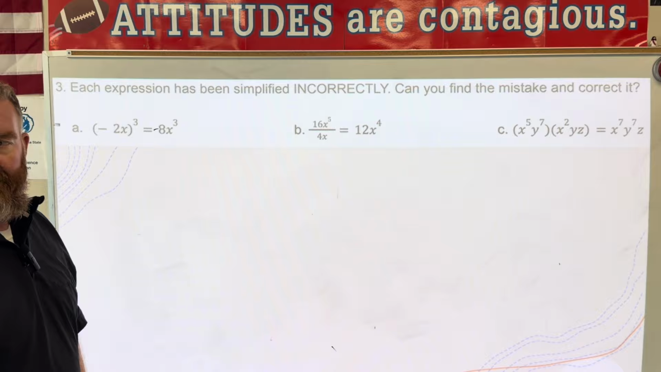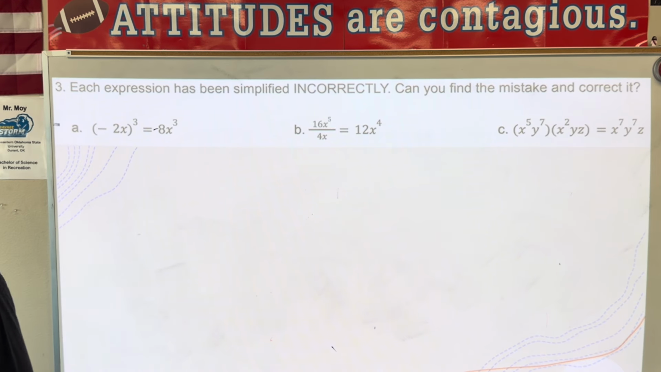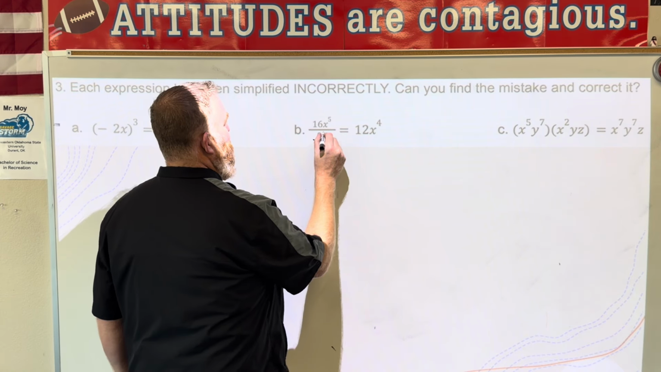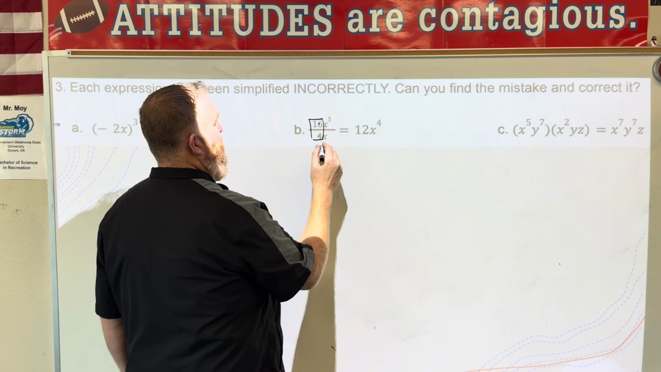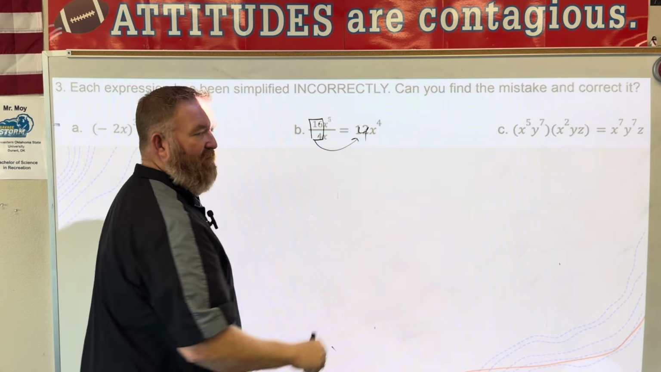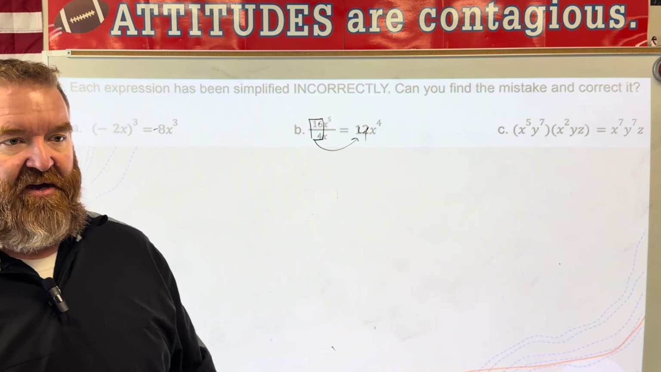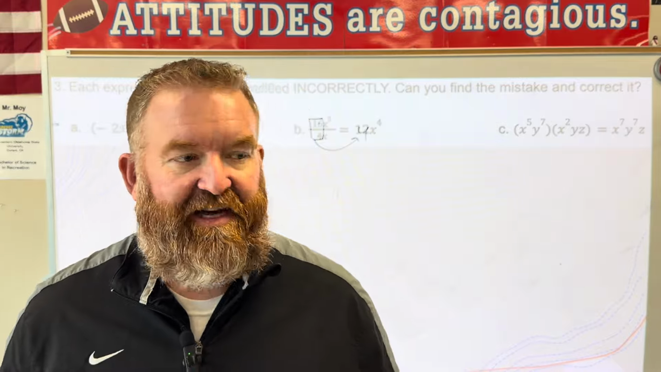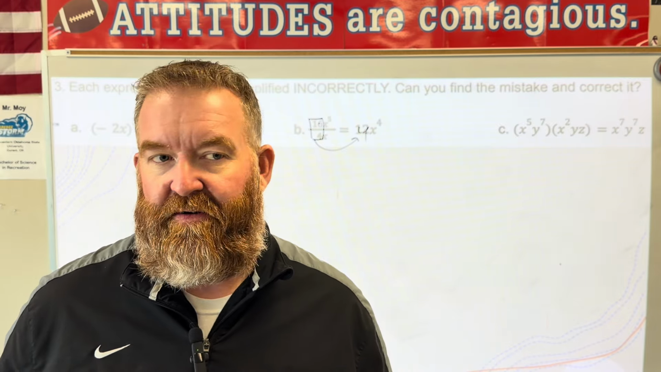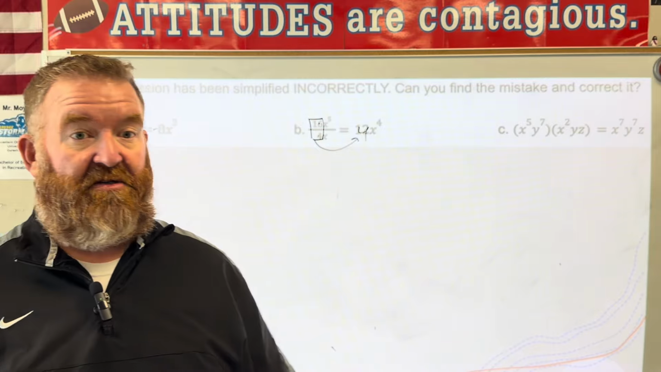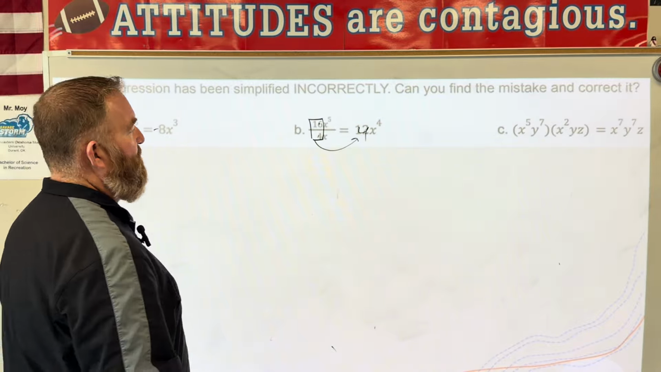Anybody find it? Go ahead, Izzy. Yeah. They subtracted, didn't they? What's 16 divided by 4? 4, not 12. They subtracted. They didn't divide. Okay? Which some of you will do that today when we take our quick check. It's going to happen. I saw it in both my classes yesterday. Somebody's going to do it. Okay? All right, next one.